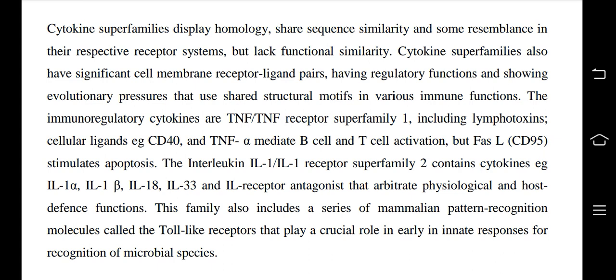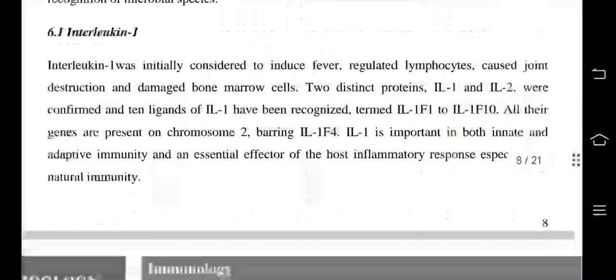The interleukin IL-1 receptor superfamily 2 contains cytokines like IL-1 alpha, IL-1 beta, IL-18, IL-33, and IL receptor antagonists that arbitrate physiological and host defensive functions. This family also includes a series of mammalian pattern recognition molecules called the toll-like receptors that play a crucial role in early innate response for recognition of microbial species.